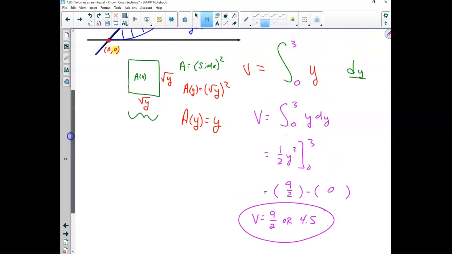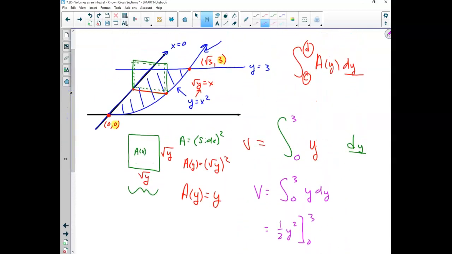And that's the only difference when I'm perpendicular to the y-axis. I need my function in terms of y. If I'm perpendicular to the y-axis, the function needs to be in terms of y, and my limits need to be from y to y. That sums us up here, guys.